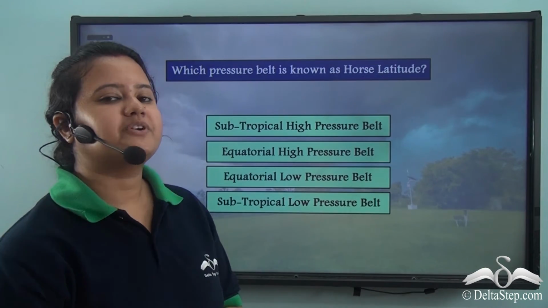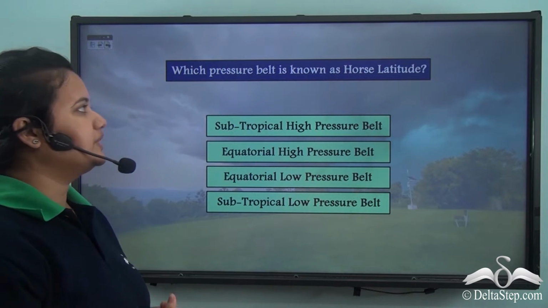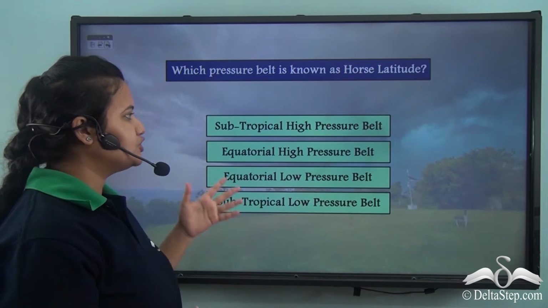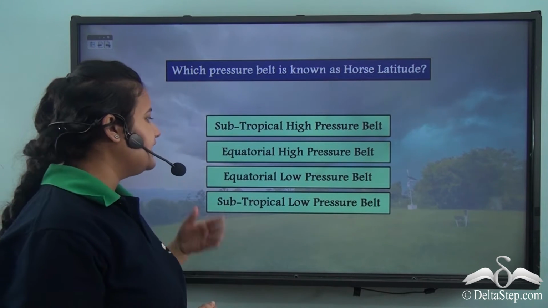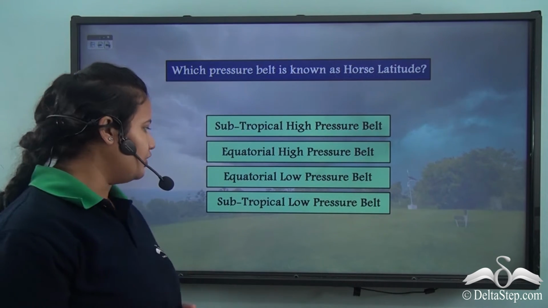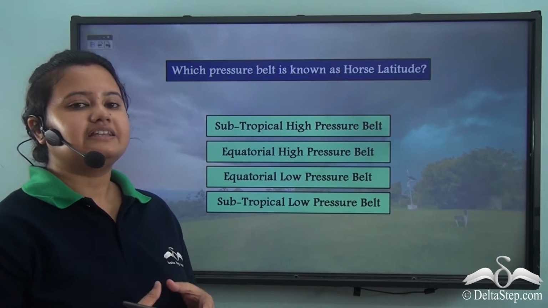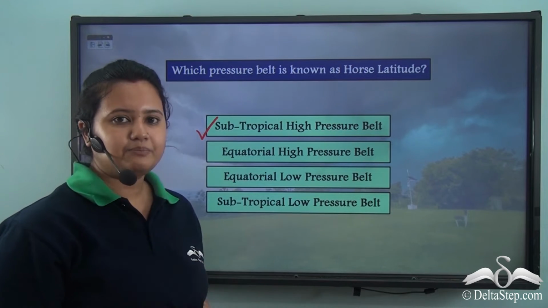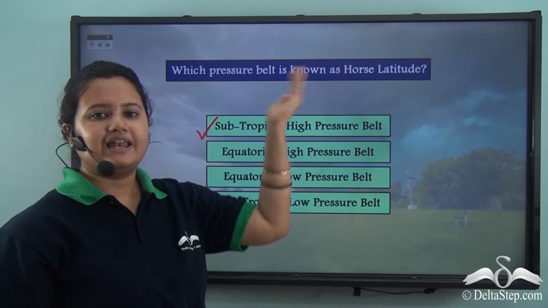Now, before we proceed with our lesson, let us try to answer this question. Which pressure belt is known as horse latitude? Is it subtropical high pressure belt, equatorial high pressure belt, equatorial low pressure belt, or subtropical low pressure belt? Well, the correct answer is subtropical high pressure belt. Subtropical high pressure belt is also known as horse latitude.